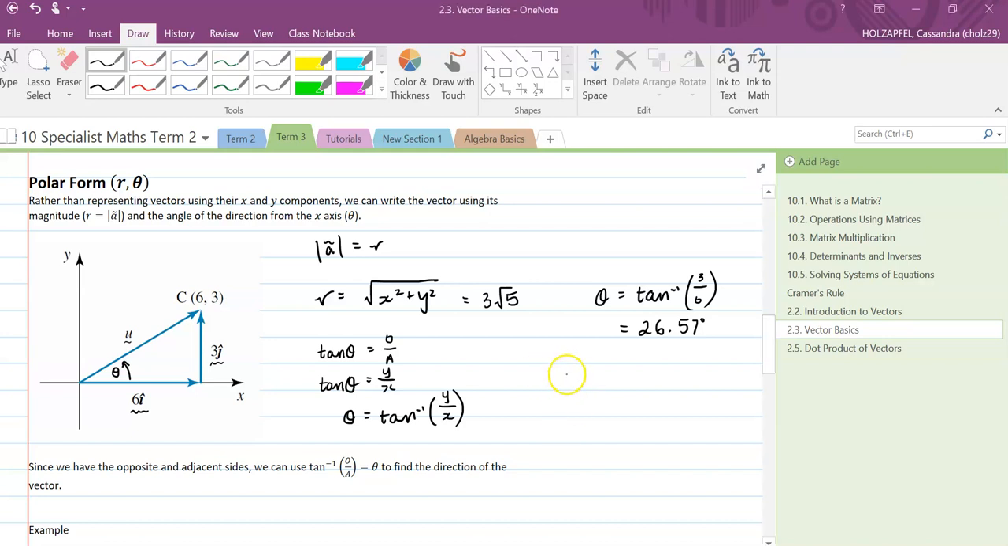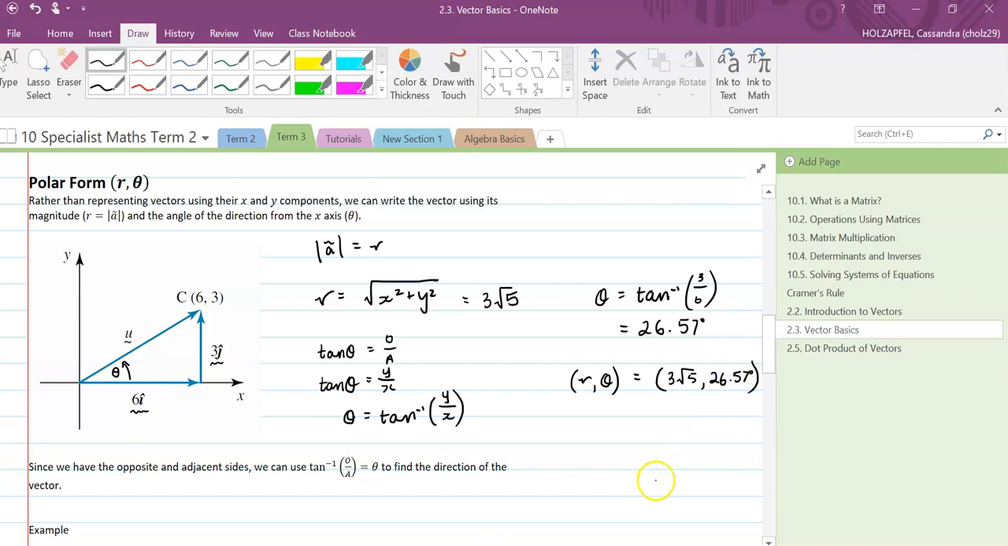So what we can do, rather than representing x and y components, is use our polar form. So we're going to use brackets, r, comma, theta to do that. For ours, we have a magnitude of 3 root 5, and our angle is 26.57 degrees.